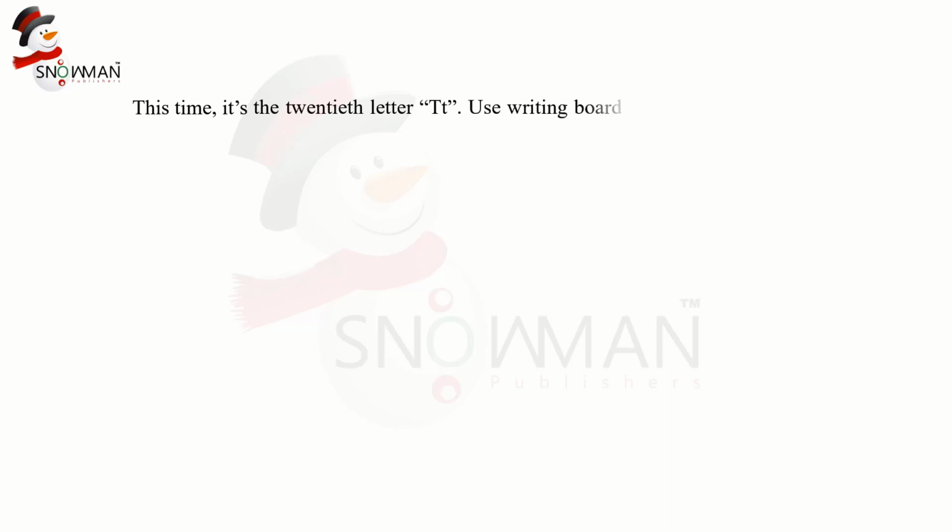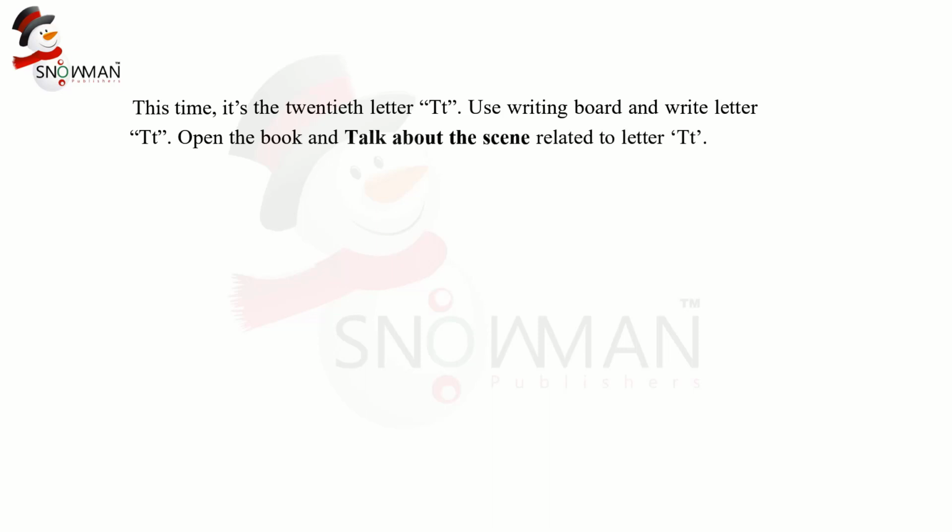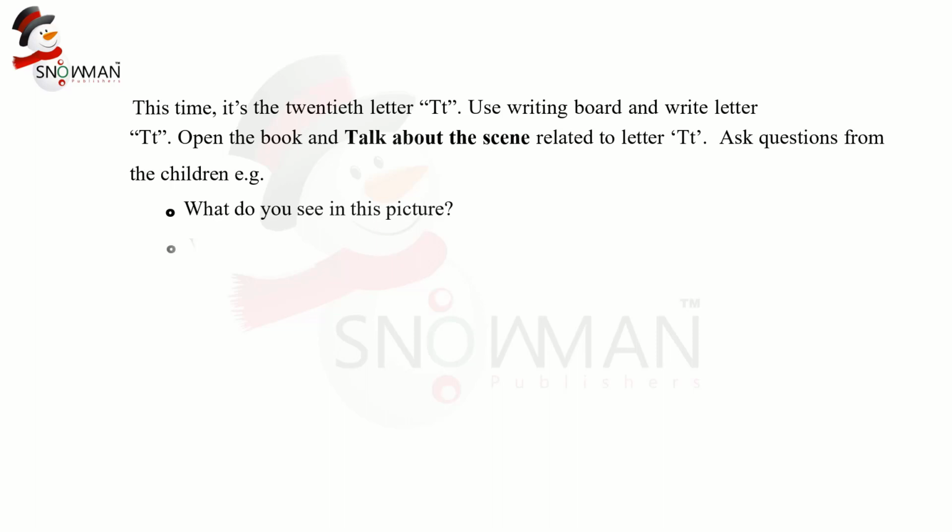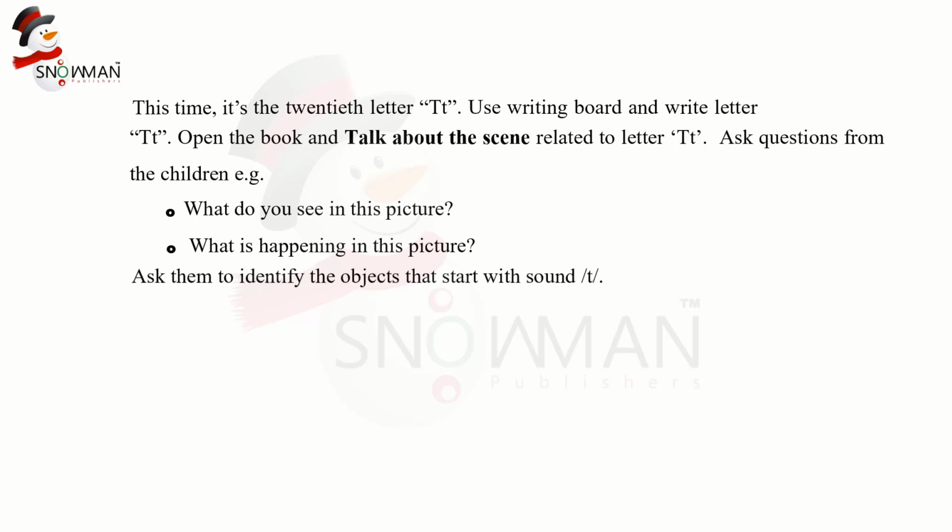Use the writing board and write letter T. Open the book and talk about the scene related to letter T. Ask questions from the children. For example, what do you see in this picture? What is happening in this picture? Ask them to identify the objects that start with the sound T.